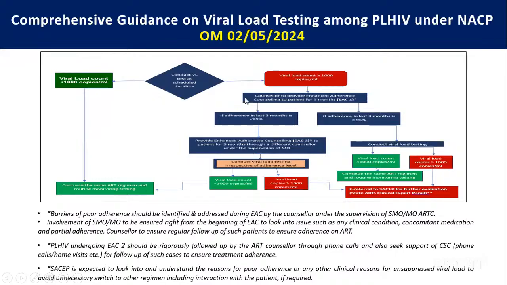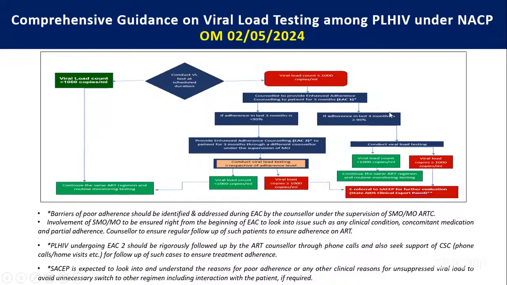And who does it? A counselor, a dedicated counselor who will be doing that counseling on 3 occasions under the supervision of the SMO or MO of the ART center. And after 3 months of enhanced adherence counseling, if adherence is less than 95%, then one has to go for a second round of EAC, or EAC2, by a different counselor under the direct supervision of the medical officer.